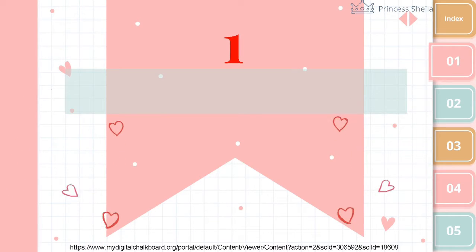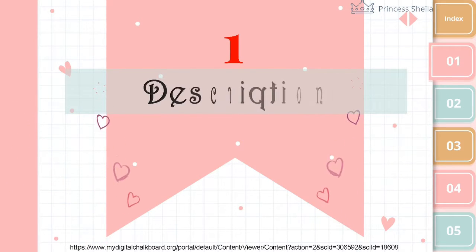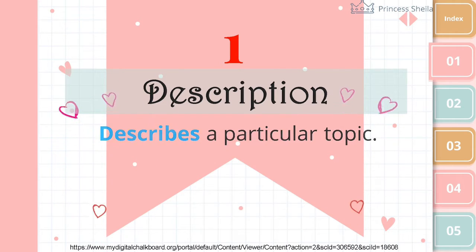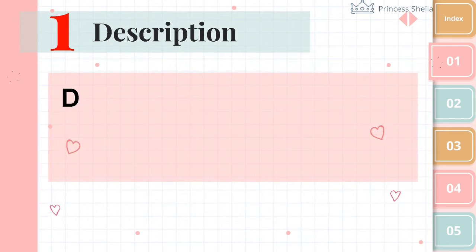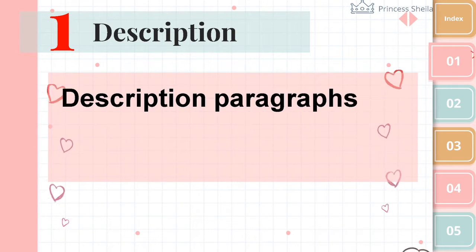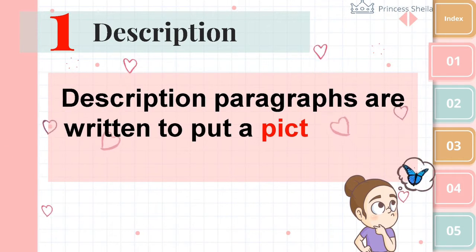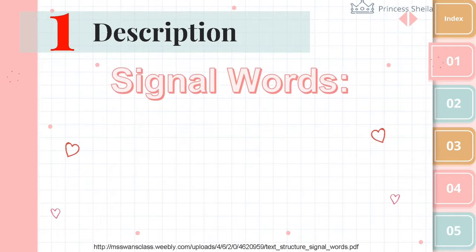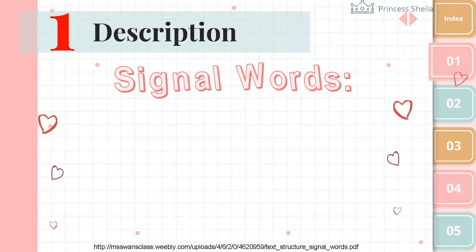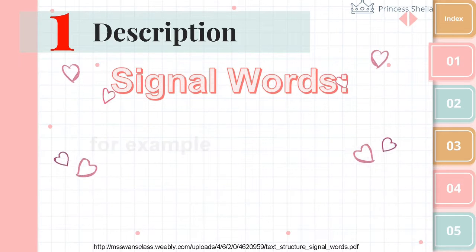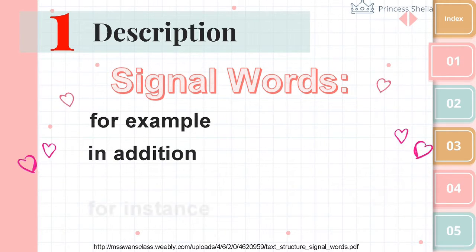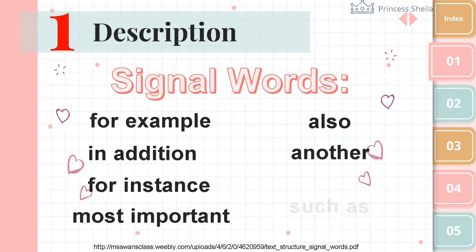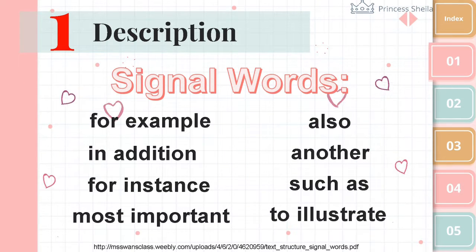First is description. This structure describes a particular topic. Description paragraphs are written to put a picture in a reader's mind. These are the signal words that could help you identify a description text. For example, in addition, for instance, most important, also, another, such as, to illustrate.